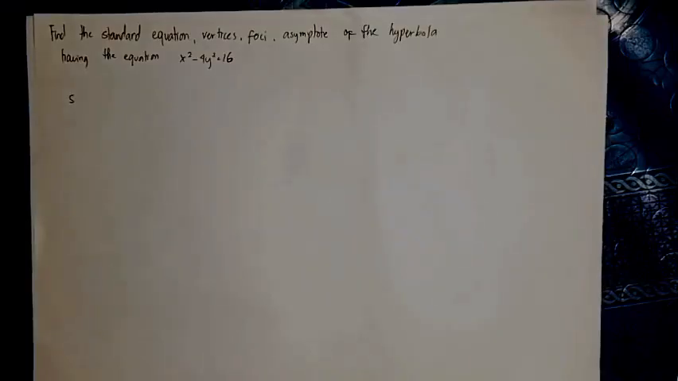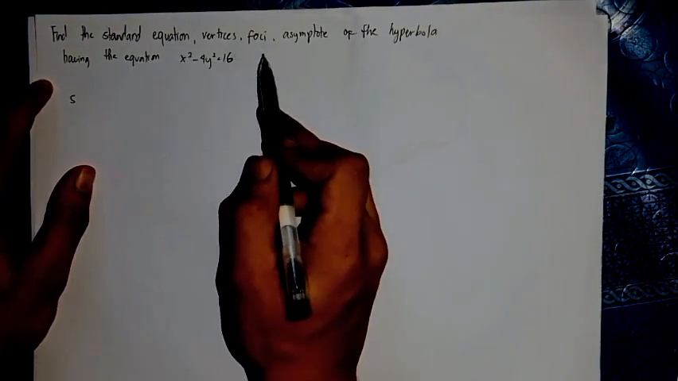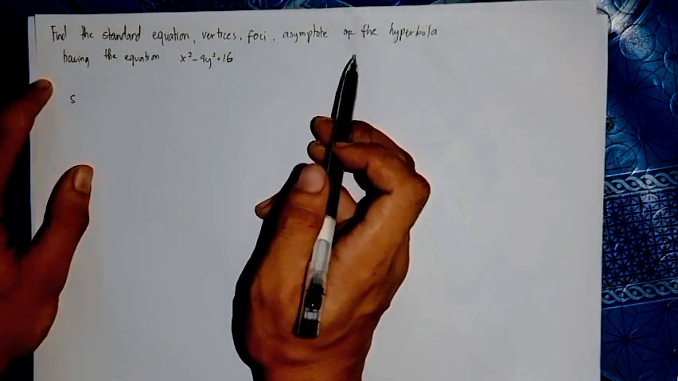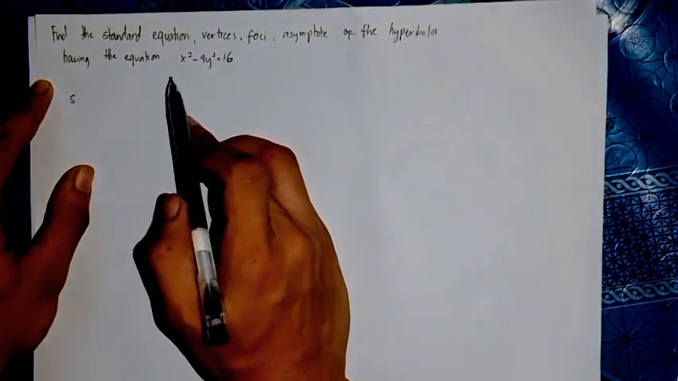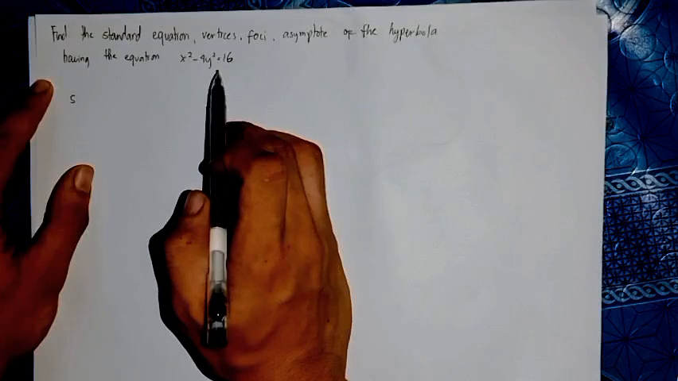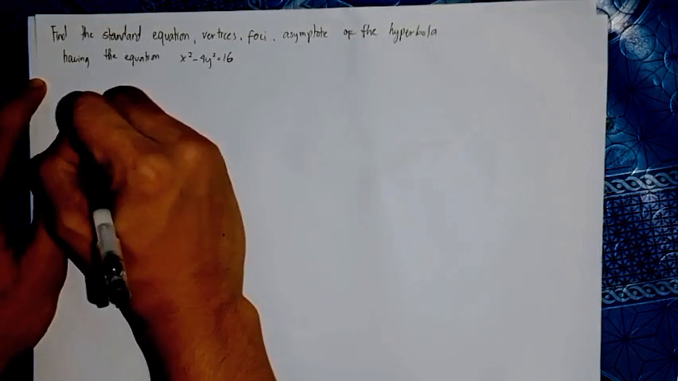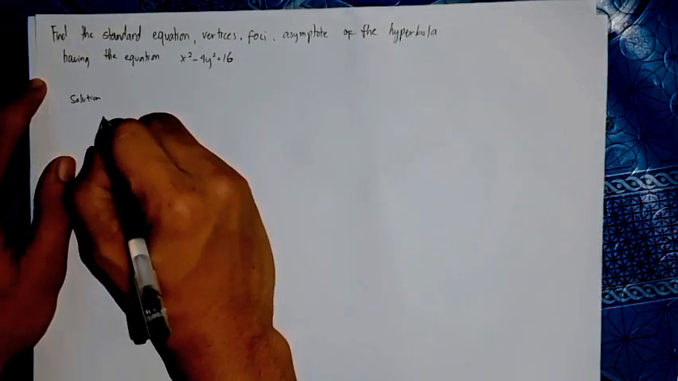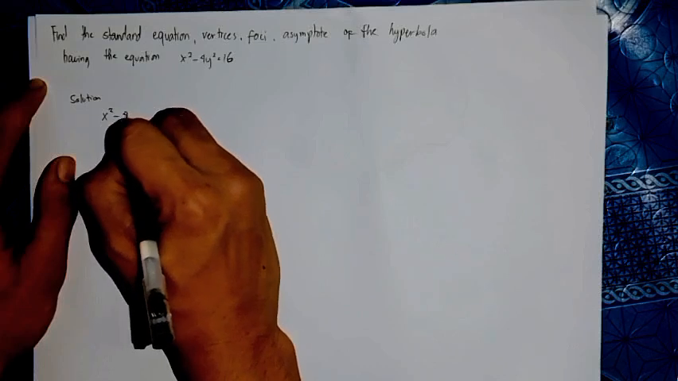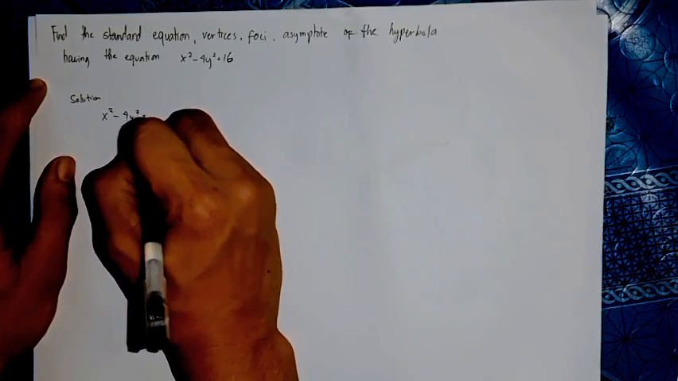Let's have an example of a hyperbola. Find the standard equation, vertices, foci, and asymptotes of the hyperbola having the equation x squared minus 4y squared is equal to 16. So, solution: we have the equation x squared minus 4y squared is equal to 16.